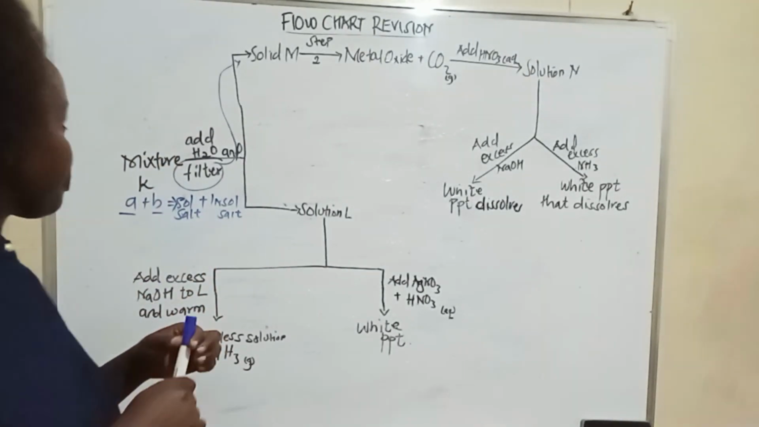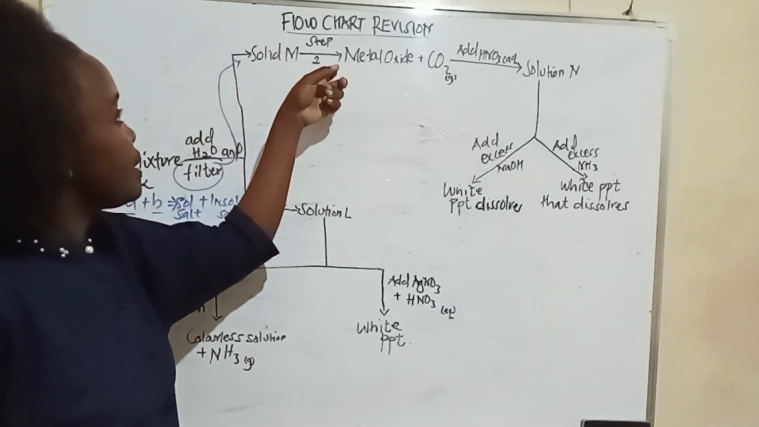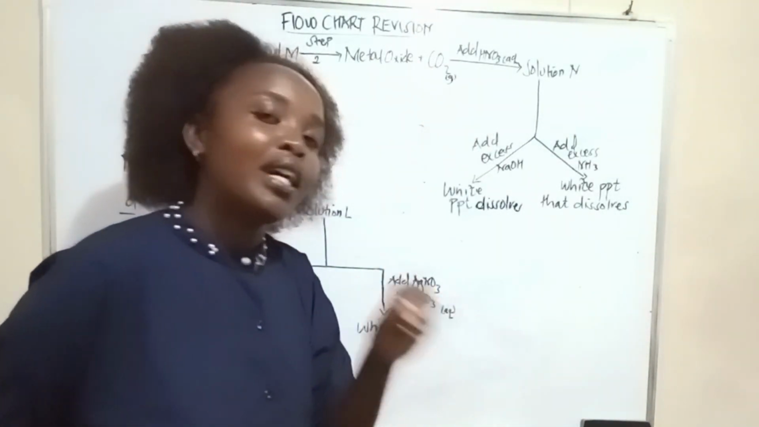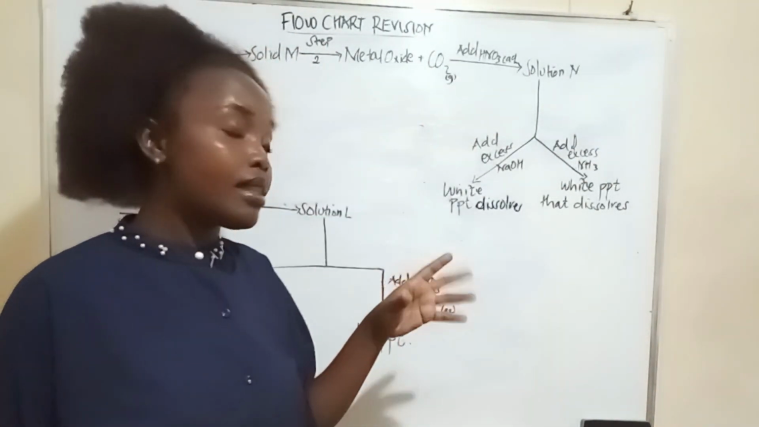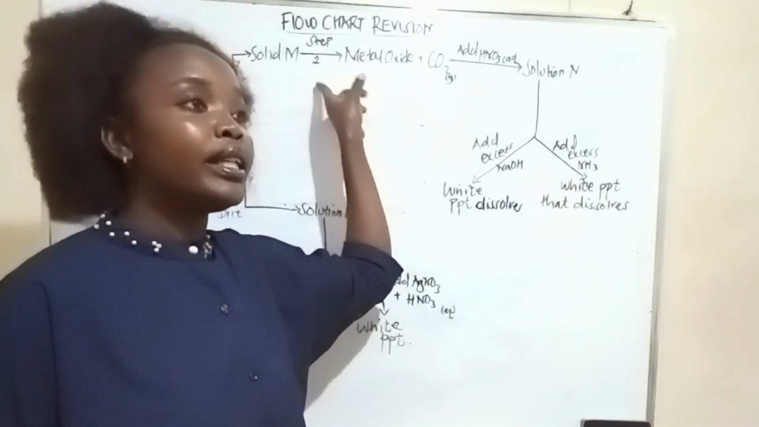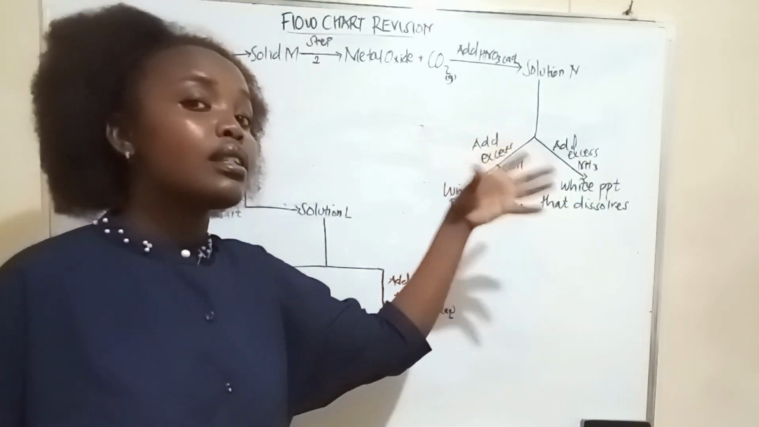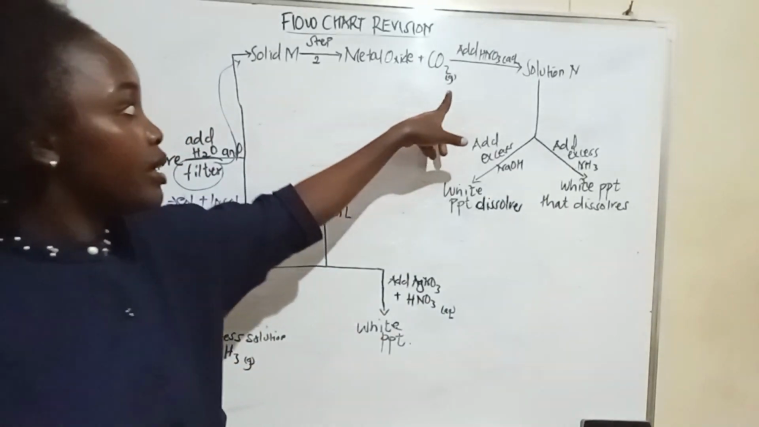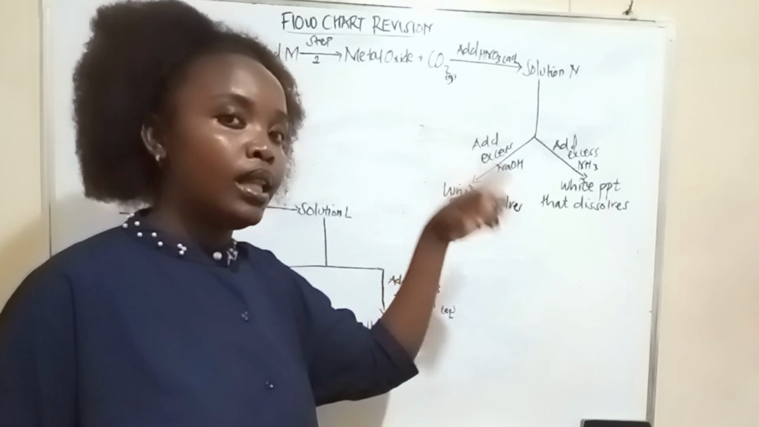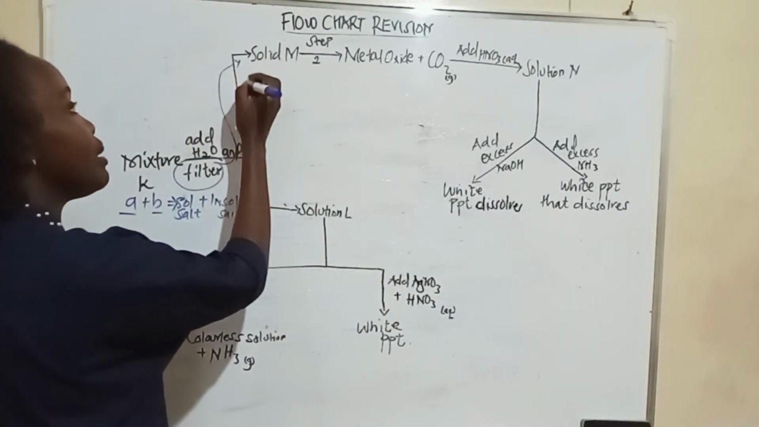So we continue. Our solid M goes to step 2. Step 2, you get a metal oxide plus carbon 4 oxide. Now, carbon 4 oxide is also giving us a hint that the solid M is a carbonate compound, because where you have carbon 4 oxide produced, it means that we are thermally decomposing a metal carbonate. So solid M is supposed to be a metal carbonate.